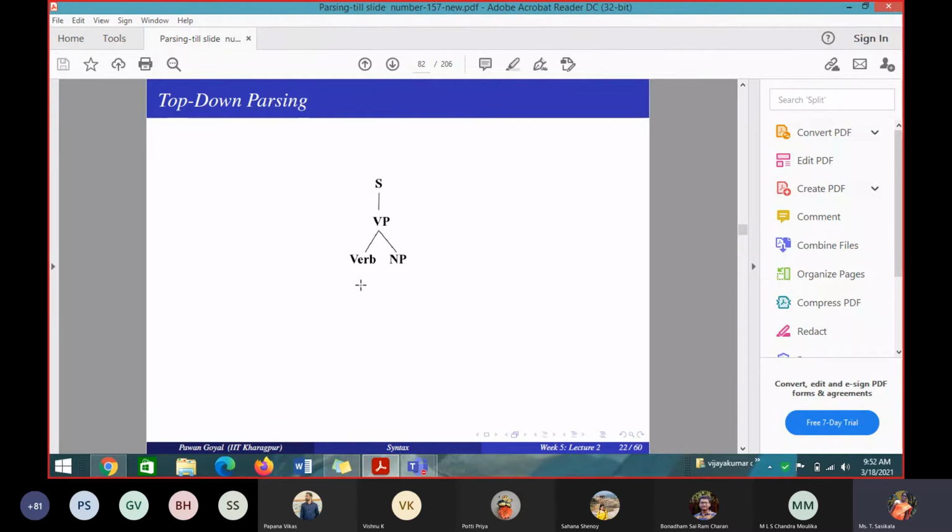What is the next combination? S gives VP. VP gives verb NP. Verb gives book. NP gives, and again you have to start NP with the proper thing. NP, what is the first thing? NP rule: proper noun, pronoun. Proper noun gives that.